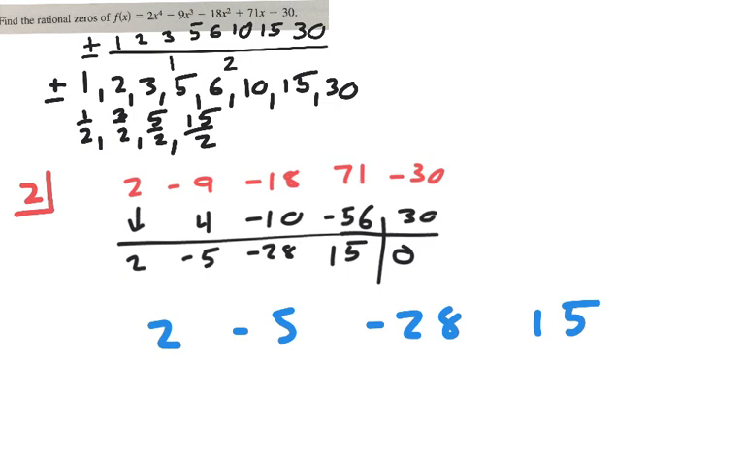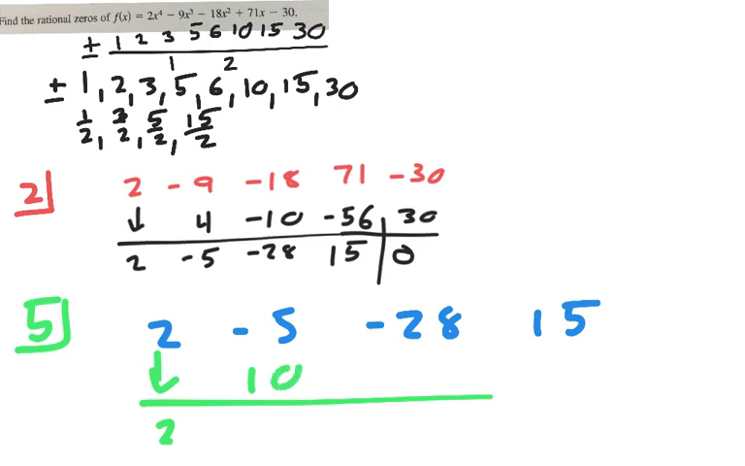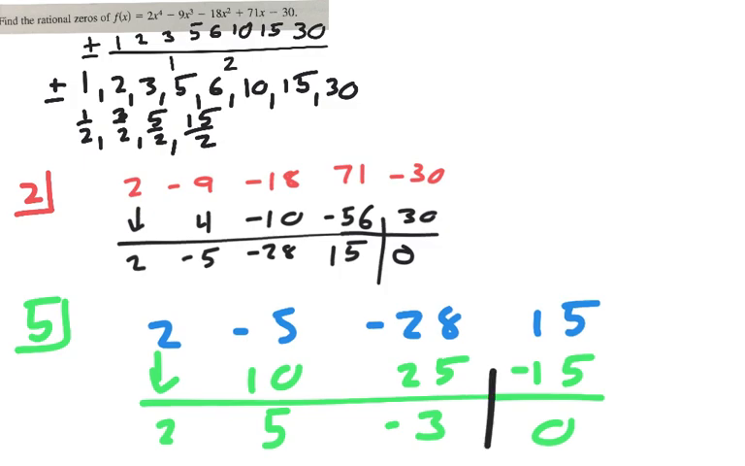The next thing I would try would be 3. Has anybody tried 3 yet? On the depressed one, did 3 work? No. Okay, did you try 5? Did 5 work? 5 works, okay? So let's try 5 for my new depressed polynomial. So 5 goes in the box. It's going to be 2, 10, 5, 25, negative 3, negative 15, 0. Yes, it did. So 5 worked.